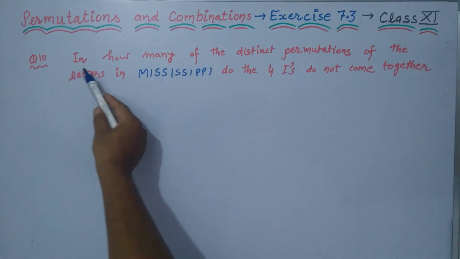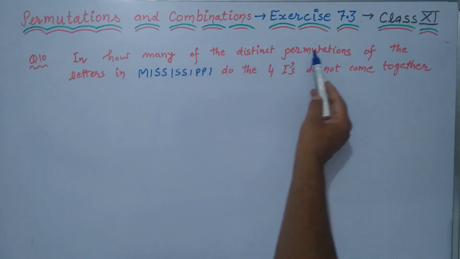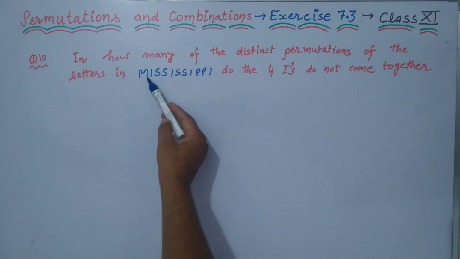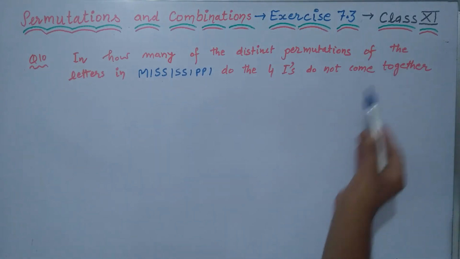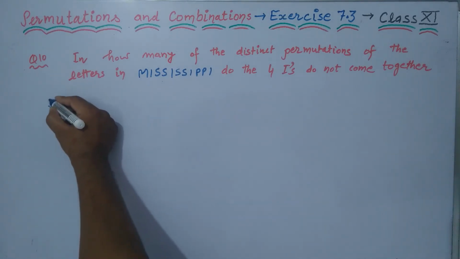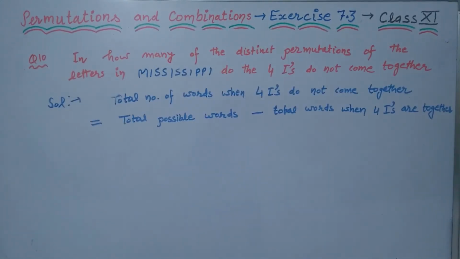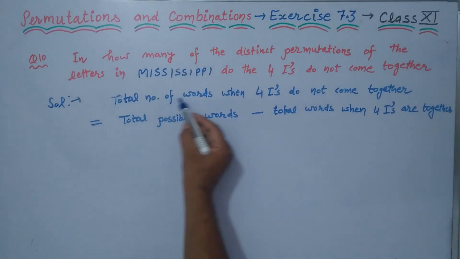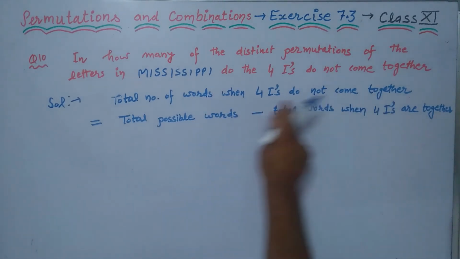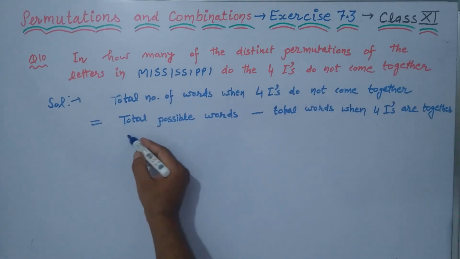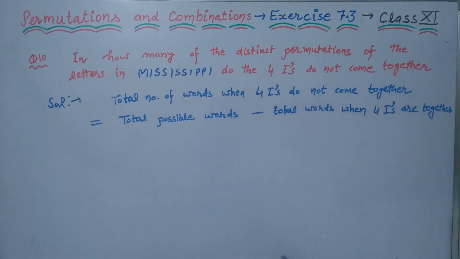Question number 10. This is a very important question. In how many of the distinct permutations of the letters in Mississippi do the 4 I's not come together? So here, how we can proceed: total number of words when 4 I's do not come together, we can write this statement as equal to total possible words minus total words when 4 I's are together.